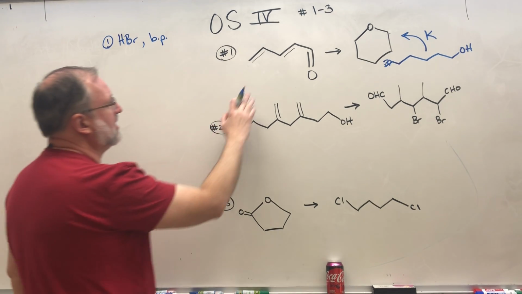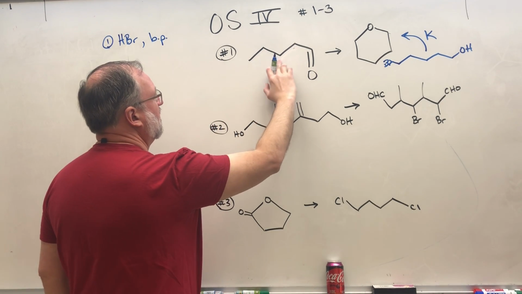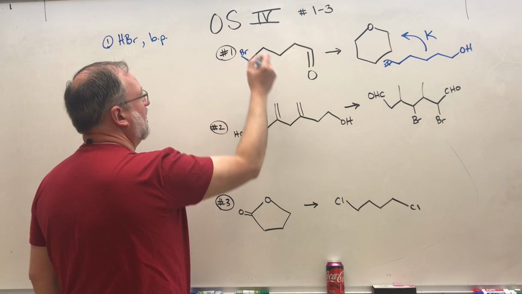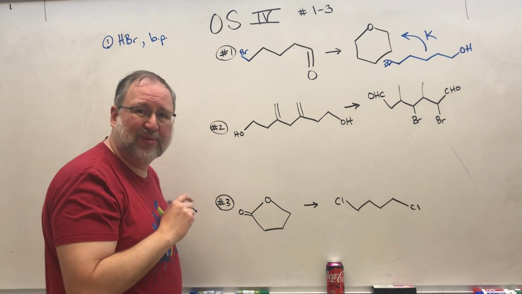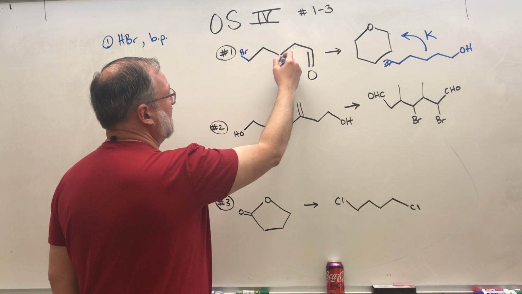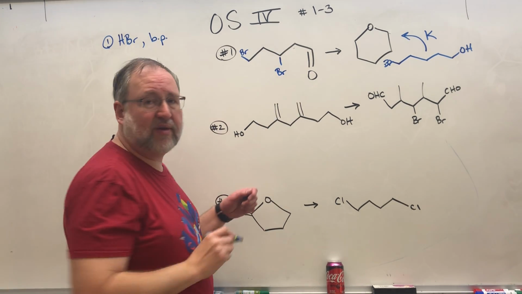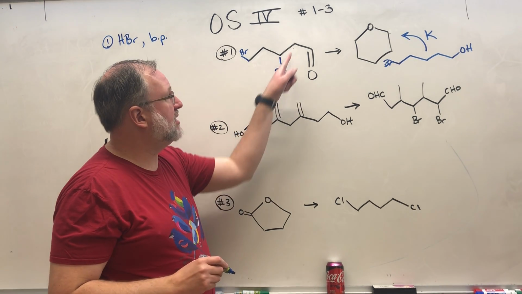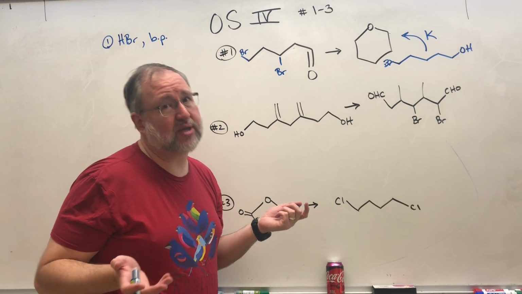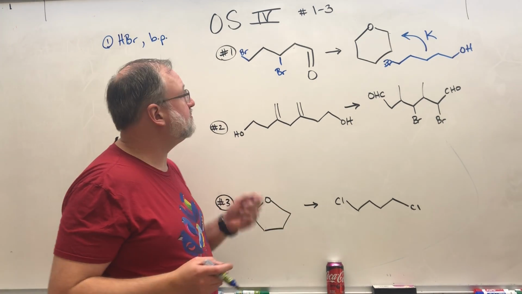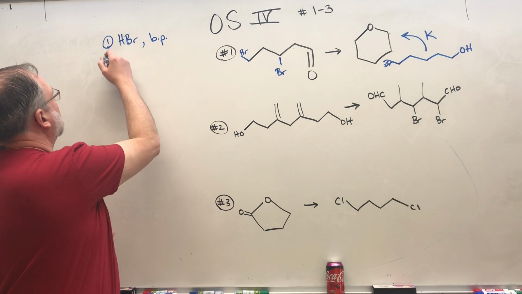The anti-Markovnikov addition is going to give us something like a bromine here. And then in this position, it was equally substituted. So you're going to get a mix of different things. You'll get about 50% of molecules where the bromine is here, 50% where it's here. It doesn't matter because we're going to get rid of that in a second anyway. So here is step 2.